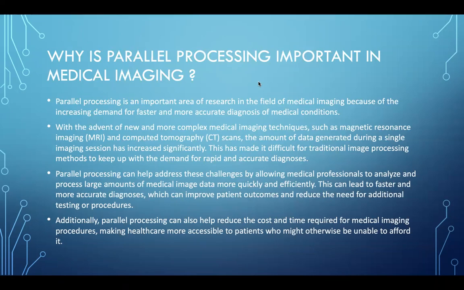This has made it difficult for traditional image processing methods to keep up with the demands for rapid and accurate diagnosis. Parallel processing can help address these challenges by allowing medical professionals to analyze and process large amounts of medical image data more quickly and efficiently. This can lead to faster and more accurate diagnosis, which can improve patient outcomes and reduce the need for additional testing or procedures. Additionally, parallel processing can also help reduce the cost and time required for medical image procedures, making healthcare more accessible to patients who might otherwise be unable to afford it.